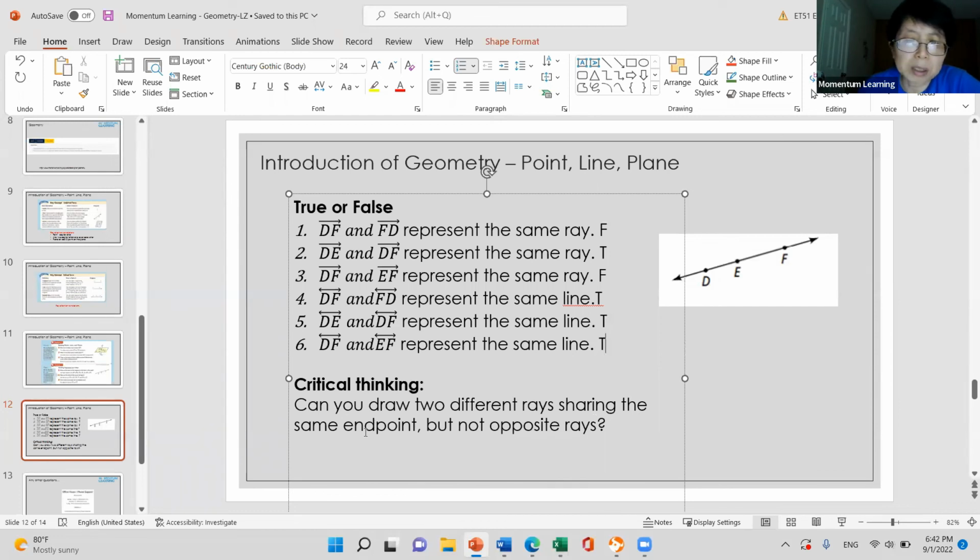Now I have one critical thinking question for you. Can you draw two different rays that start from the same endpoint, but are not opposite rays? They only share the same endpoint, but they are not opposite rays. Can you do that? How do you do that? Any idea?